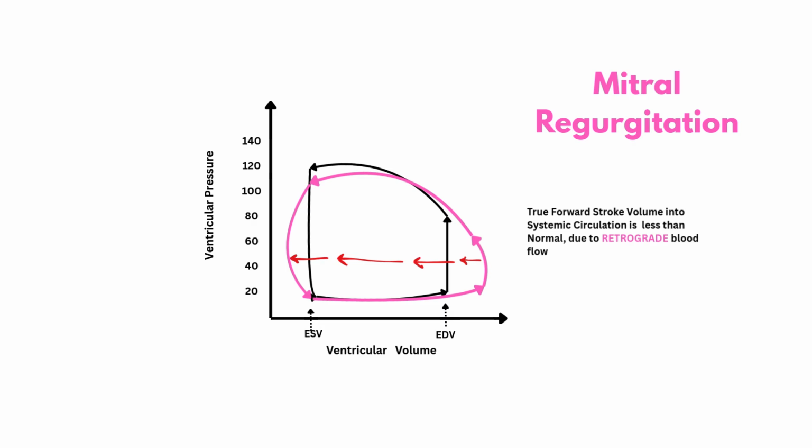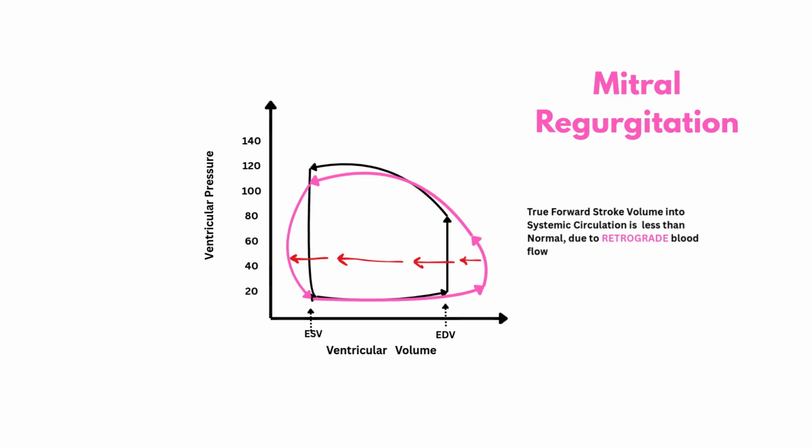So the heart is technically working harder. The patient still feels dizzy and short of breath because their actual systemic output might be lower than normal. Because of what? The ventricular output is split between forward flow and retrograde flow.